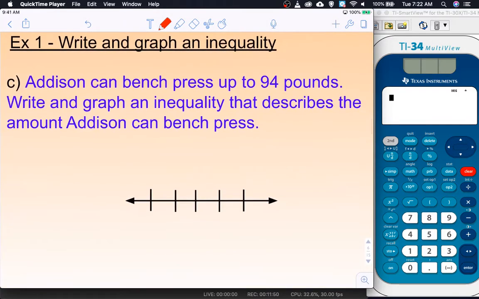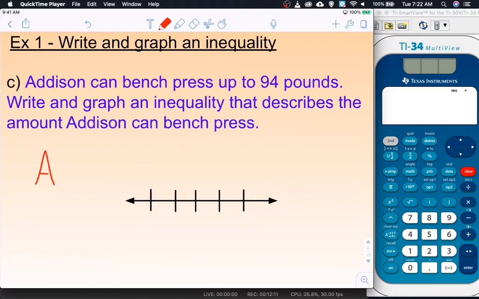Okay, here's one for you. Addison can bench press up to 94 pounds. Write and graph an inequality that describes the amount Addison can bench press. Go ahead and pause the video. Try it right now. All right.